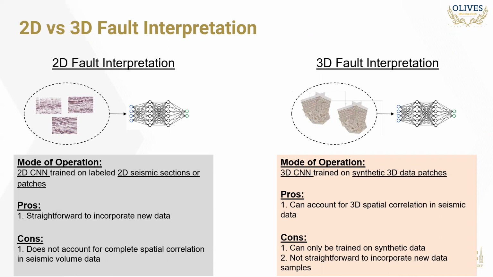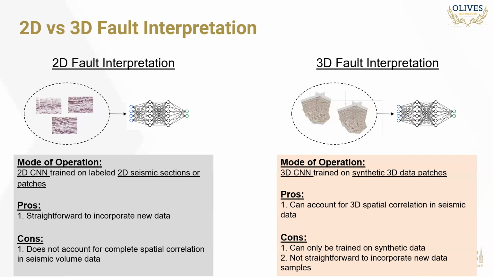It's very straightforward to train a model on this data. Secondly, if you ever come across new data that you would like to incorporate into the model, it's also very straightforward to do that. You would simply take the new data, provide 2D labeled patches or sections from the new data, and simply retrain or fine-tune the model with this new data. The disadvantage with the 2D approach is that it does not take into account the complete spatial correlation in the seismic data, because seismic data, as it commonly happens in the real world, is a 3D volume. So if you're only looking at 2D patches, you're not looking at the complete 3D picture that is offered to you by the seismic data. So that's a limitation with the 2D approaches.